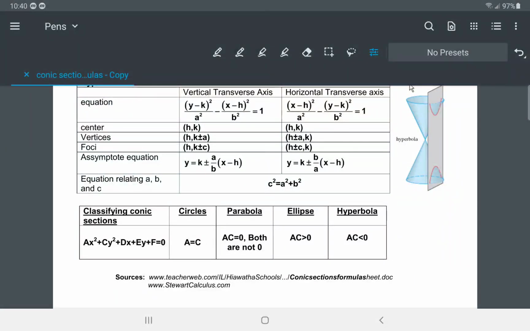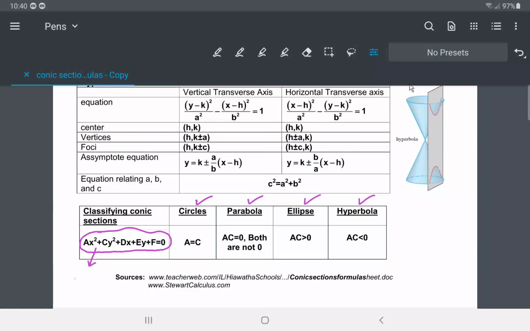Remember the conic sections. The conic sections are the circles, the parabolas, the ellipse, and the hyperbola. Now each one of these conic sections comes from this equation, ax squared plus cy squared plus dx plus ey plus f equals 0. So this covers all of the conic sections that are just centered at 0 and not moved through an angle of rotation.